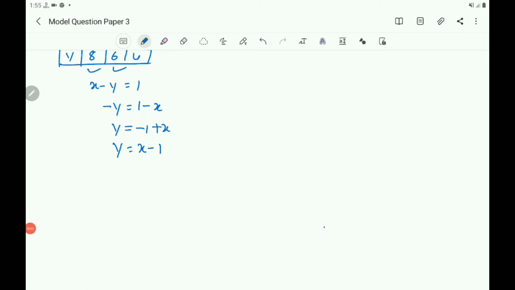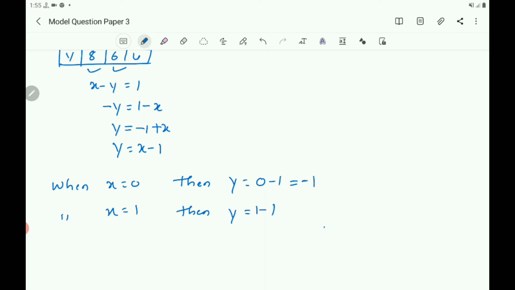Again you take values for x. When x equals 0, then y equals x minus 1, that is 0 minus 1, which is minus 1. When x equals 1, then y equals 1 minus 1, that is 0. When x equals 2, then y equals 2 minus 1, that equals 1.